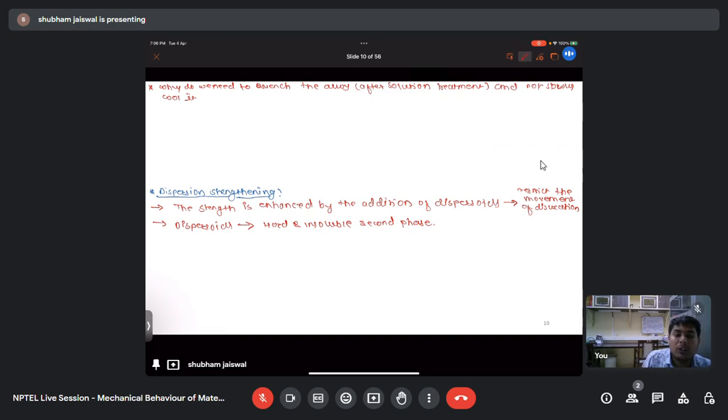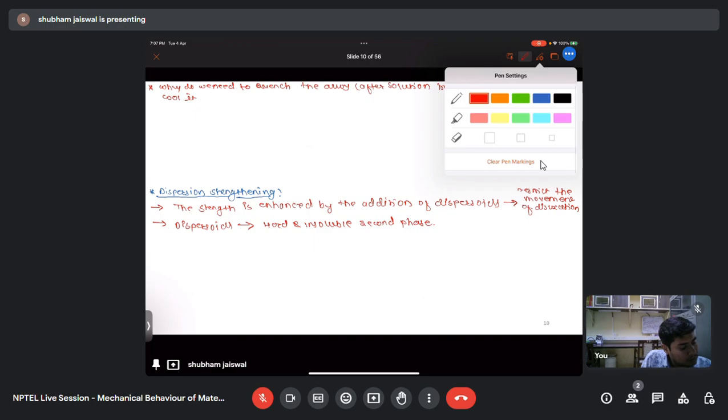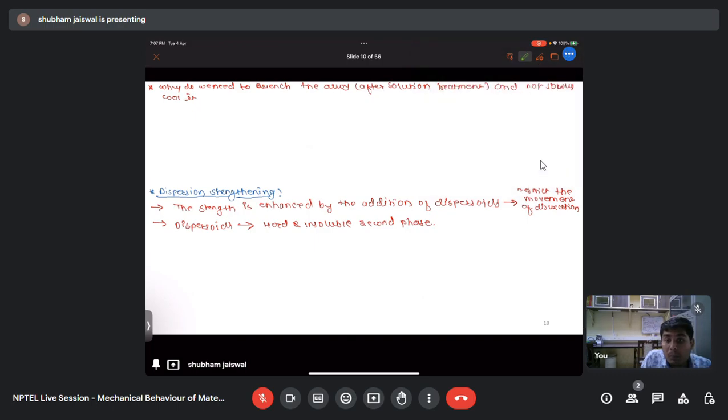So this is about the dispersion strengthening. So in dispersion strengthening, we are adding the hard and insoluble second phases. So the interface is generally incoherent, and as the phases are hard, they are difficult to cut. So the dislocation will bow around it. Okay. So now, if we see the differences between the precipitation strengthening and dispersion strengthening.